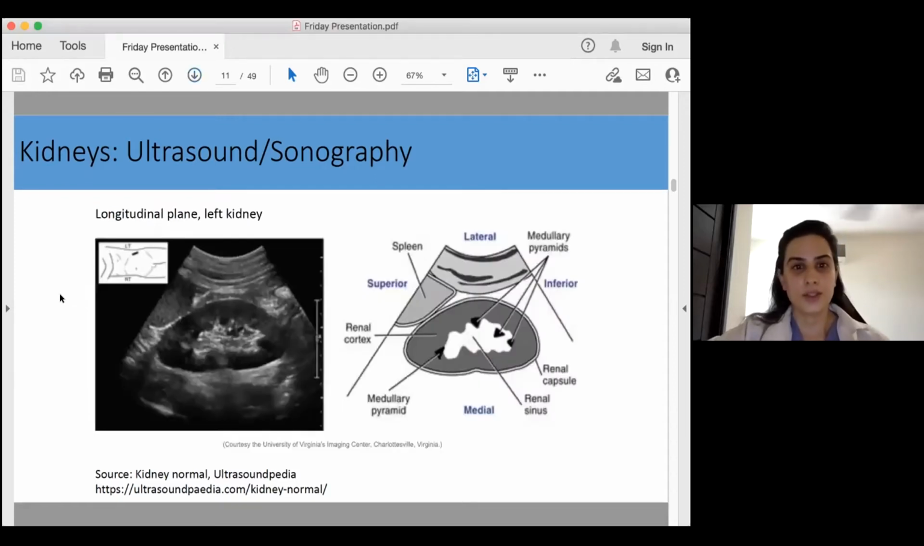This is a longitudinal plane of the left kidney, an ultrasound. Similar heterogeneous patterns are observed, and as we compare it with this illustration, we are able to identify the medullary pyramids here, the renal sinus that we observe as being more hyperechoic or white, and then the cortex, the renal cortex, which is smooth in contour and relatively homogeneous in color.